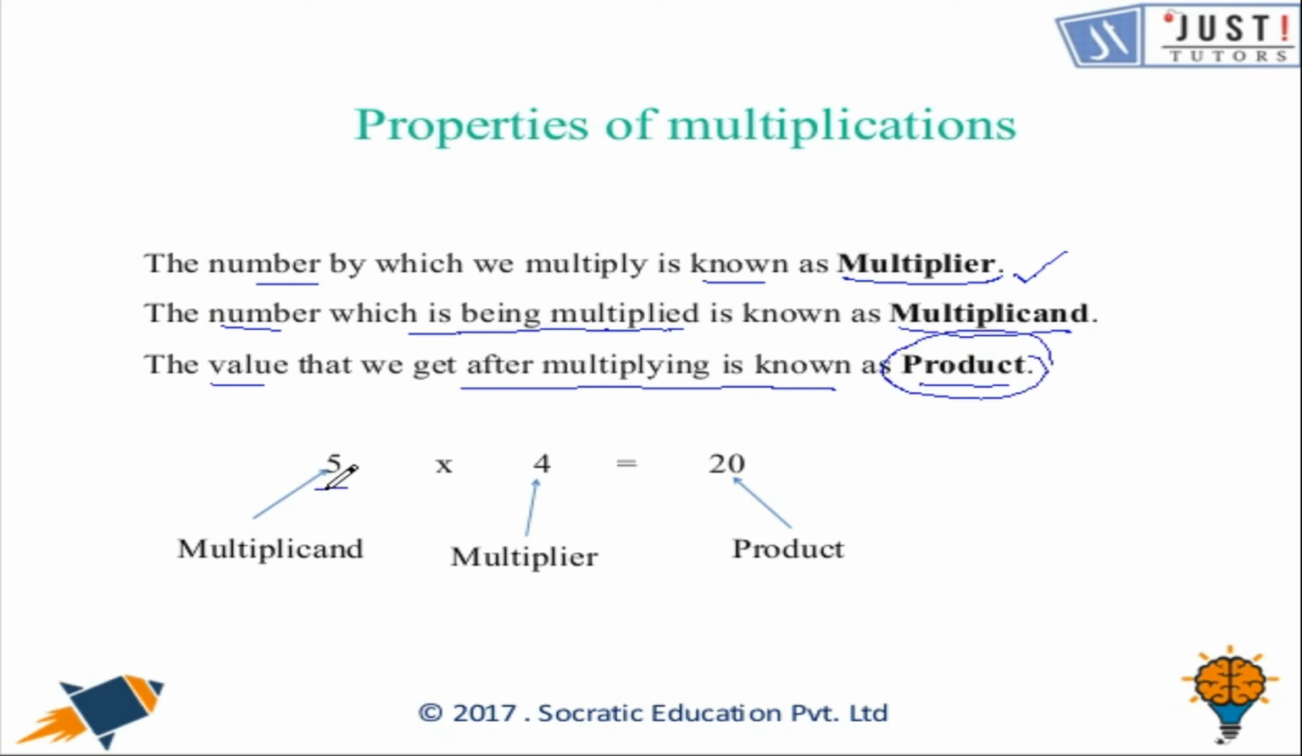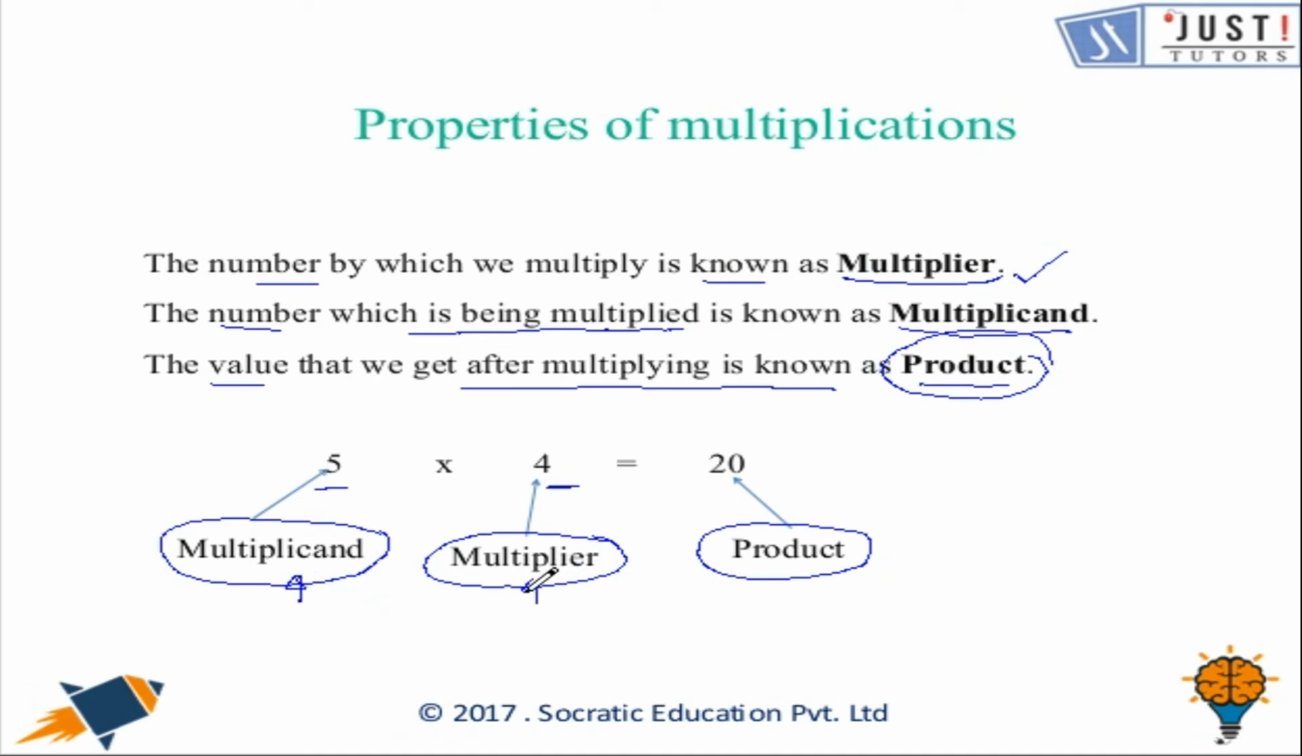So 5 here and this is 4 here. The number by which we multiply is called the multiplier. So 4 is the multiplier. The number which is being multiplied is called the multiplicand, and the answer is called the product. So multiplicand and multiplier can change their places. If I write 4 here and if I write 5 here, now 4 will be the multiplicand and 5 will be the multiplier, and the product will still be the same. You know that.